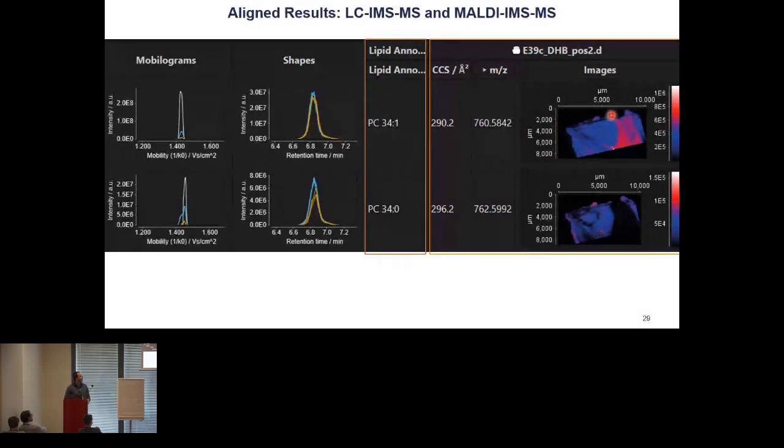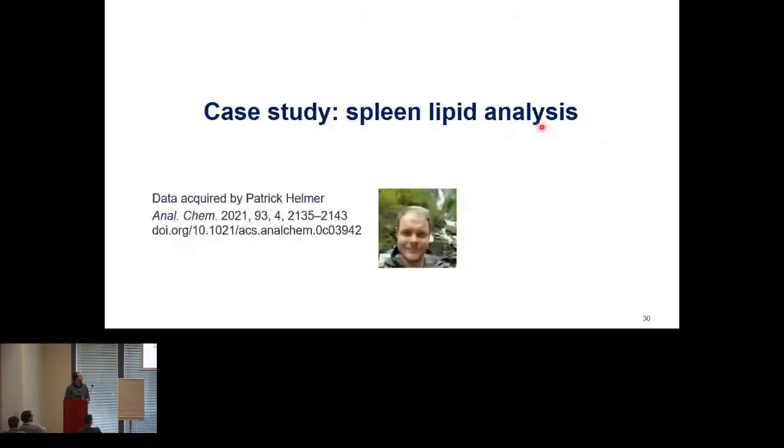Okay. Now, one more example. This is a study of mouse spleen data produced by Patrick Helmer in Münster. And here, again, the mobility value serves as an additional identifier on top of the accurate mass. Okay? And you can use it together with the mass to correlate data that might have different retention times.